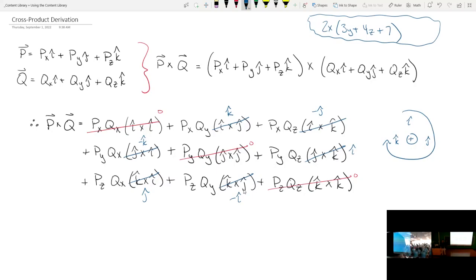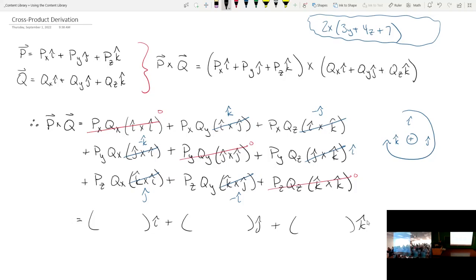Does that make sense? Questions? Okay, so what I can do is now I can start collecting all the terms that are common and write this as a vector. So what's the stuff times i plus what's the stuff times j plus what's the stuff times k.